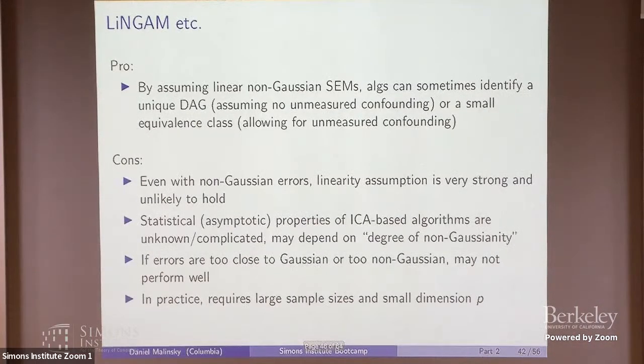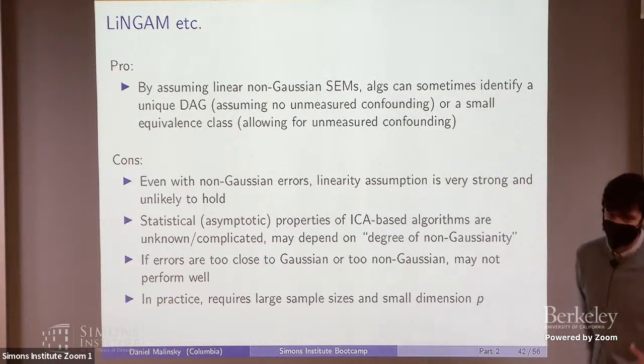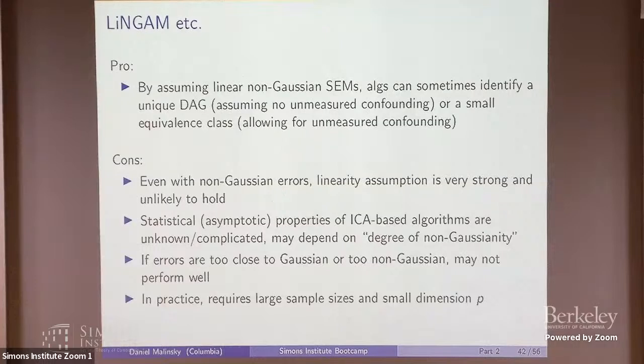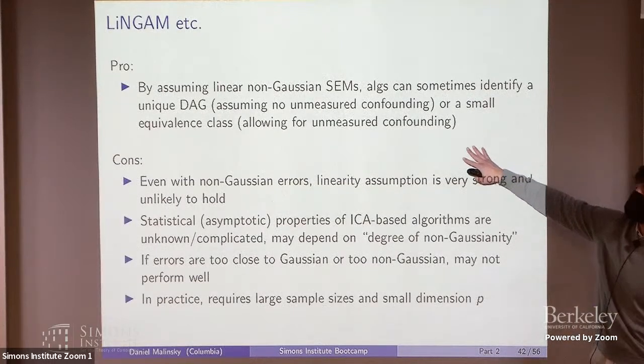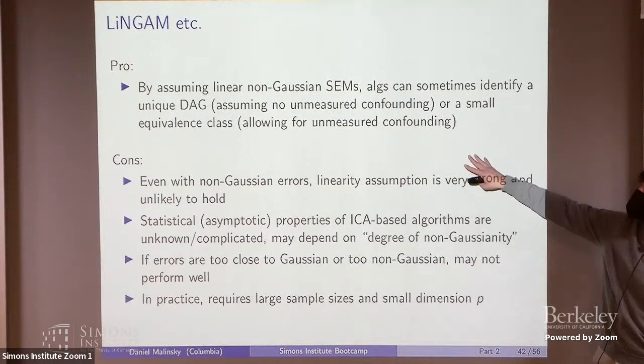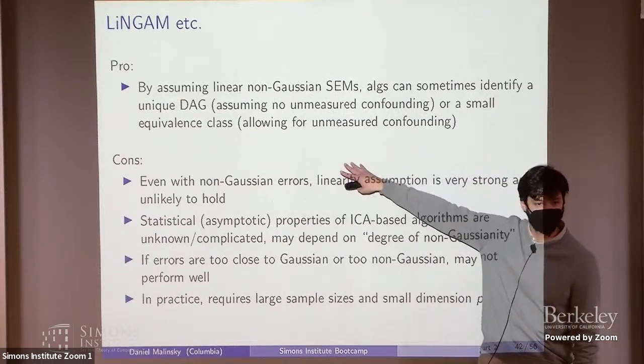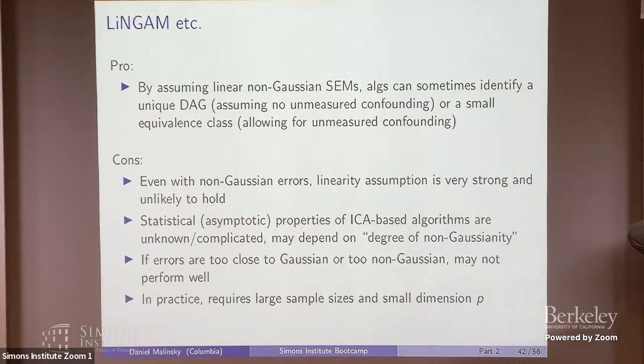Okay, so I'm not going to go much deeper into the linear non-Gaussian stuff, but there is this existing literature. A major pro is the ability to identify, at least sometimes, a unique DAG or a relatively small equivalence class in the case of latent variable models. The cons, I would say, are that firstly, on the side of assumptions, there are strong assumptions. Even with allowing for non-Gaussianity, the linearity assumption is quite strong.